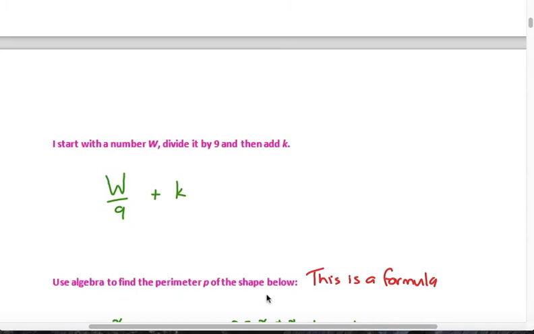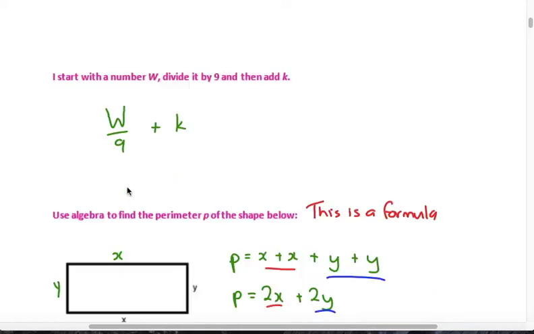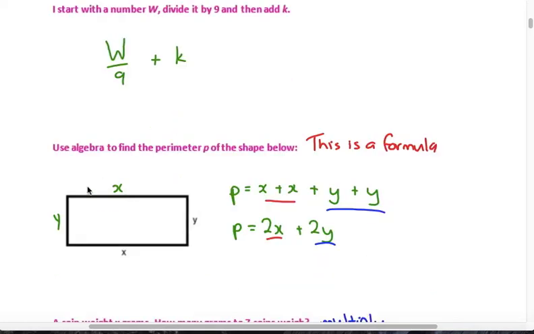Use algebra to find the perimeter P. Notice we're going to call it lowercase p, of the shape below. So this is a formula, or more like an equation. So here's a shape. We've got length is x, the width is y. So if it helps, that one's also x and that one's also y. Perimeter means you add them all up. So you could write the unsimplified expression. Notice I use lowercase p. So the unsimplified expression would be lowercase p equals x plus y plus x plus y. You could have written x plus y plus y plus x, no problem.